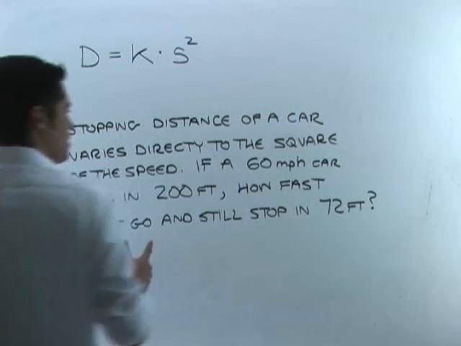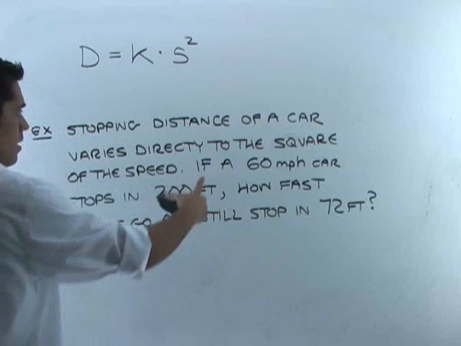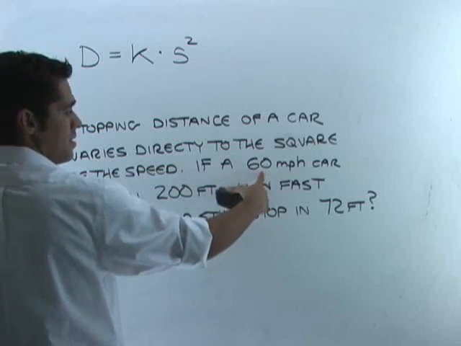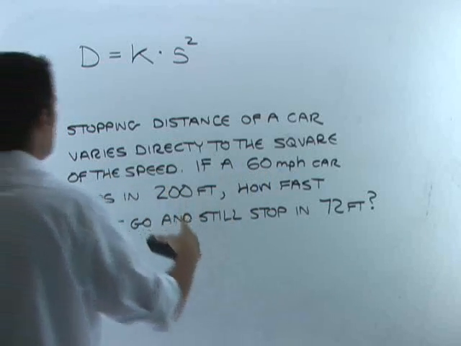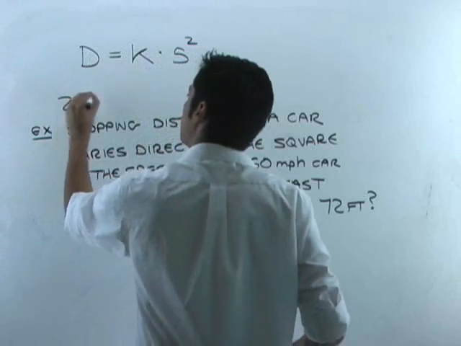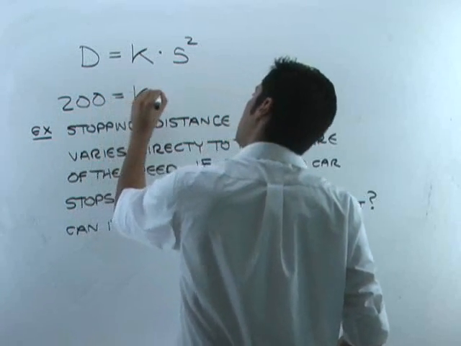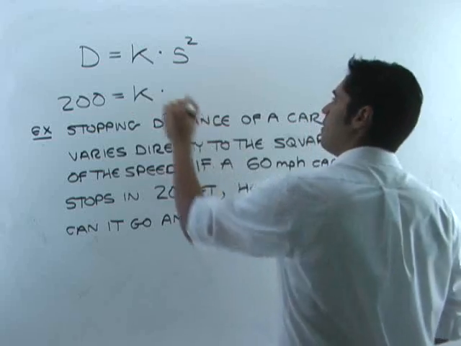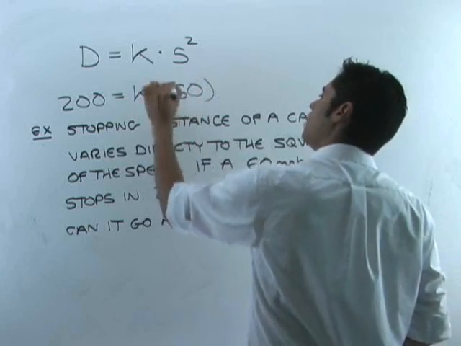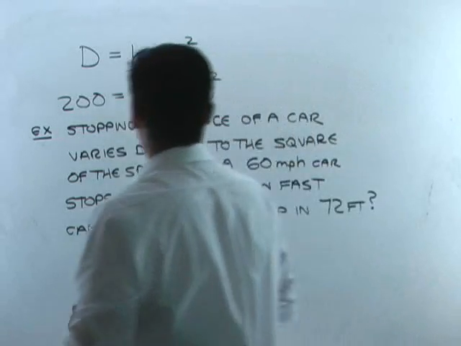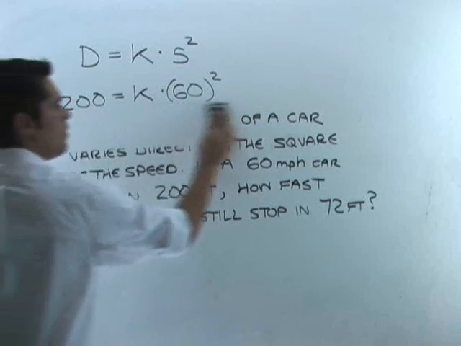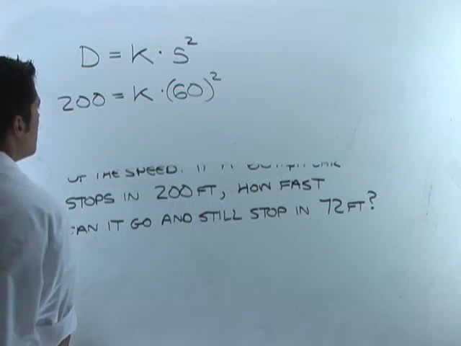Okay, now let's use the information that we're given. If a 60 mile per hour car, that's a speed, stops in 200 feet, then I know that d, the distance, is 200 feet, equals k times, now our speed is 60 miles an hour, 60 squared. Okay, now what I can do is I can solve for k.